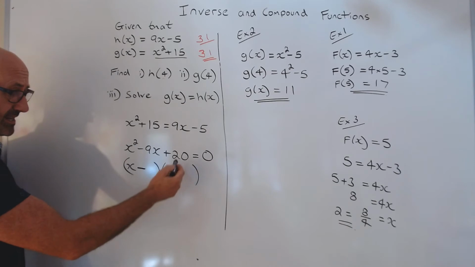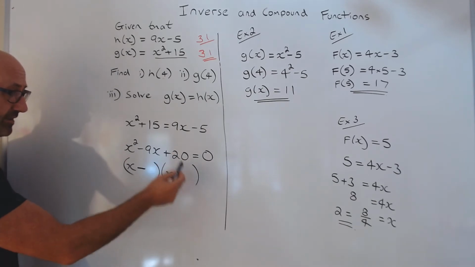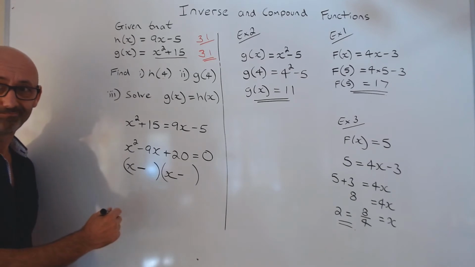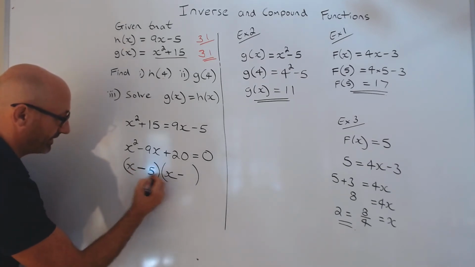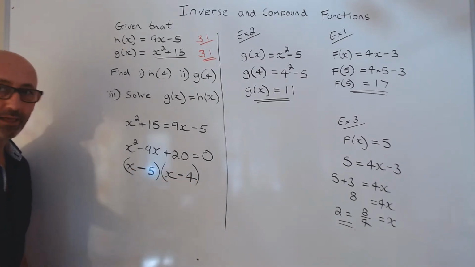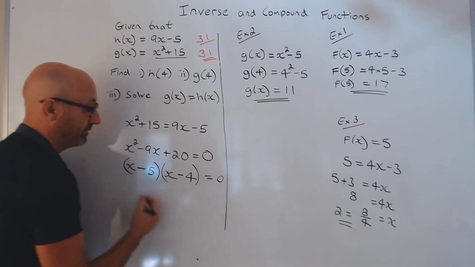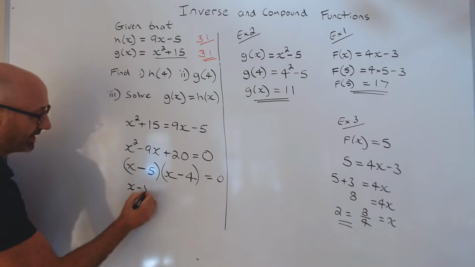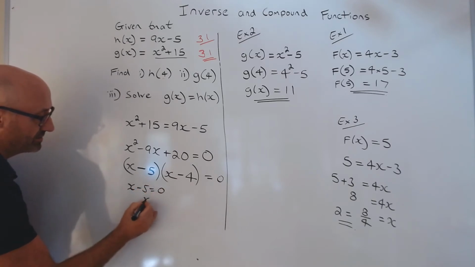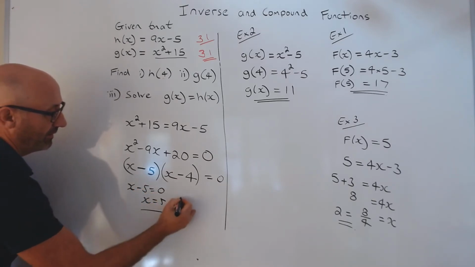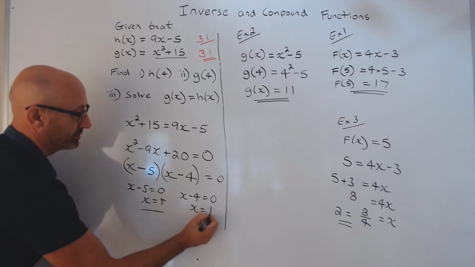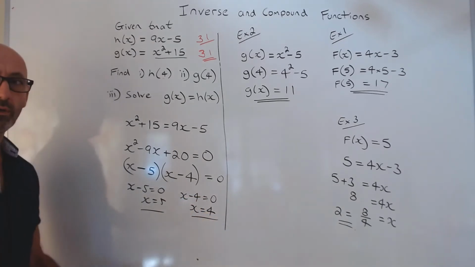And it's either 2 and 10, or 5 and 4. 5, 4. Agreed. 5, 4. So then you may or may not have done this, but to get the two answers, Nina, you're going to go x take 5 equals 0, so x equals 5, and x take 4 equals 0, x equals 4.